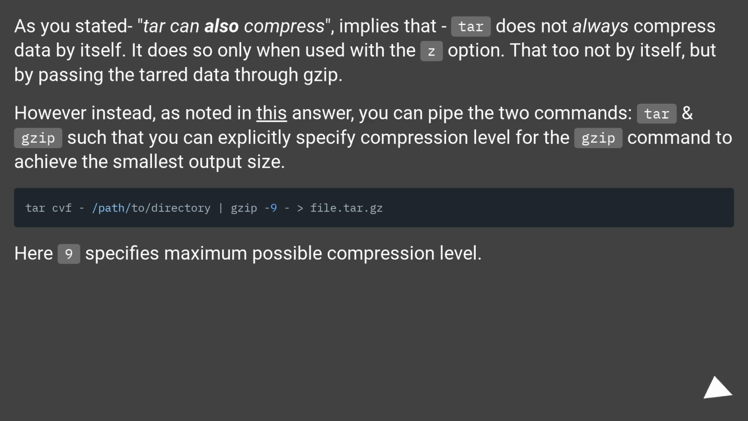However, instead, as noted in this answer, you can pipe the two commands, tar and gzip, such that you can explicitly specify the compression level for the gzip command to achieve the smallest output size. Here 9 specifies the maximum possible compression level.